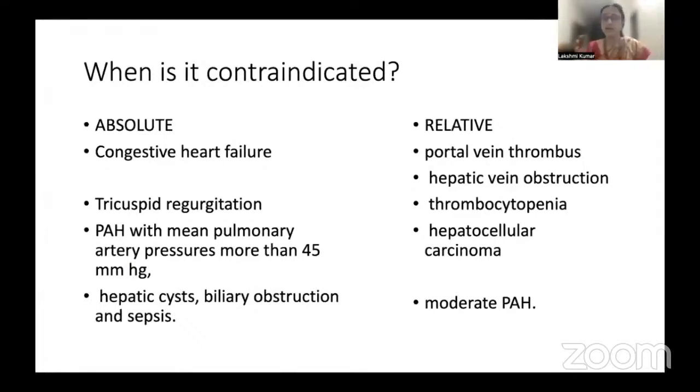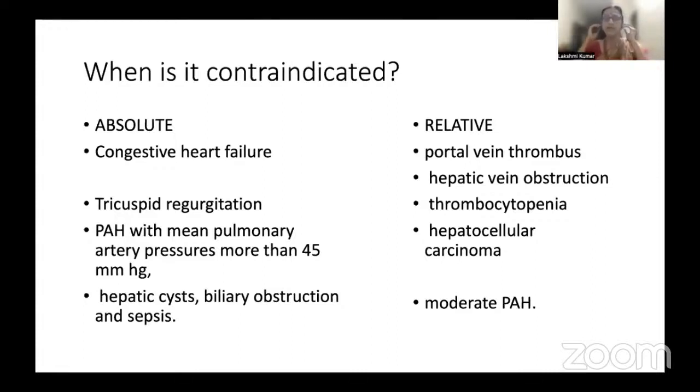The absolute contraindication is a tricuspid regurgitation or a congestive heart failure because TIPS is an intervention that will actually divert the portal blood into the systemic circulation and it immediately causes an increase in the volume overload and can precipitate congestive cardiac failure. Now, pulmonary artery hypertension with a mean pulmonary artery pressure of more than 45, which is labeled as severe pulmonary artery hypertension, is a contraindication. And hepatic cysts, biliary obstructions, and sepsis are also absolute contraindications.